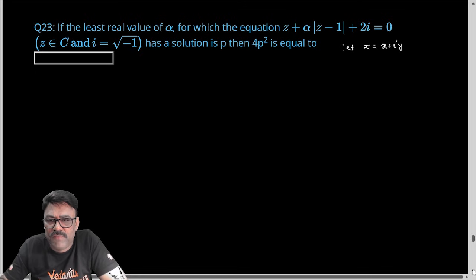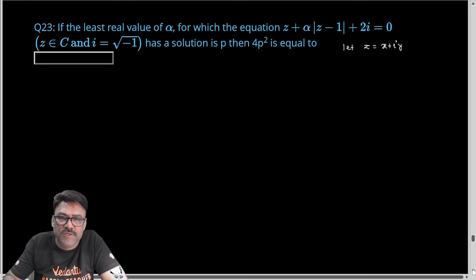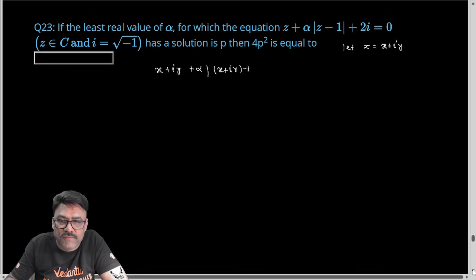Now if I put z = x + iy in this given equation, I will get x + iy + alpha times mod of z minus 1, that is x + iy minus 1, plus 2i, equals 0.